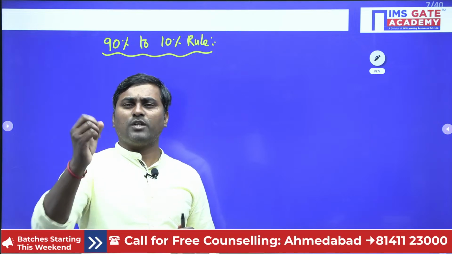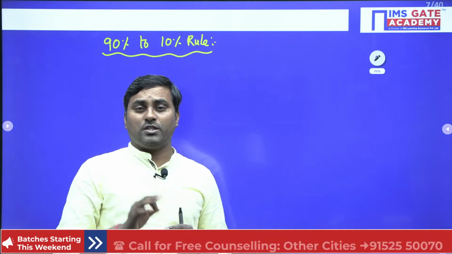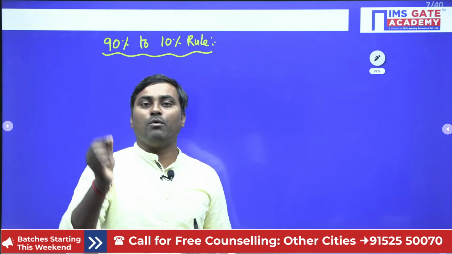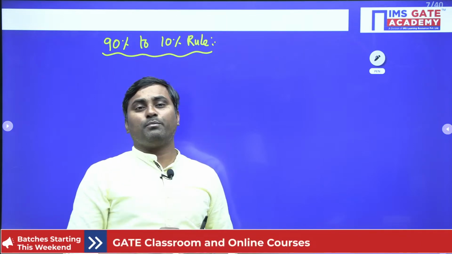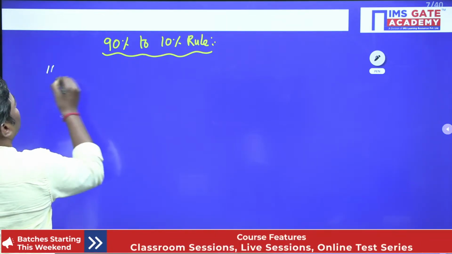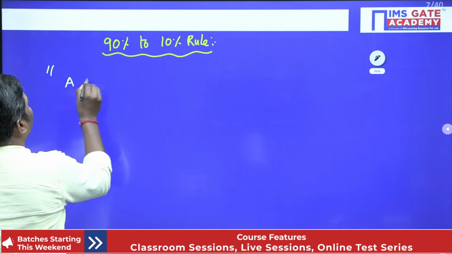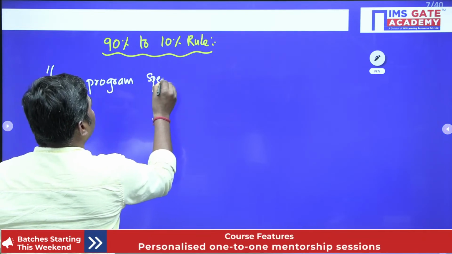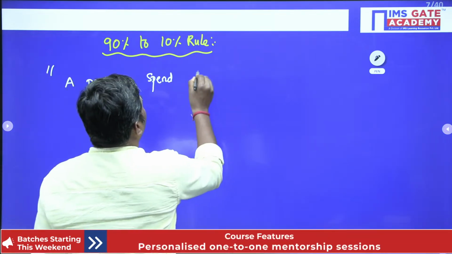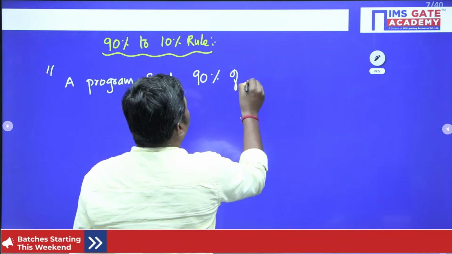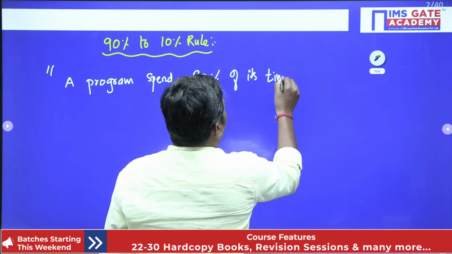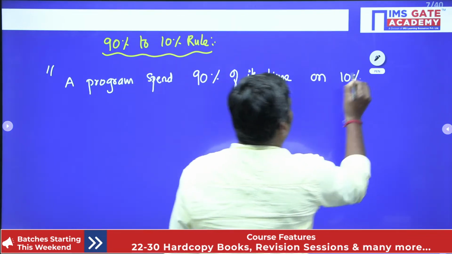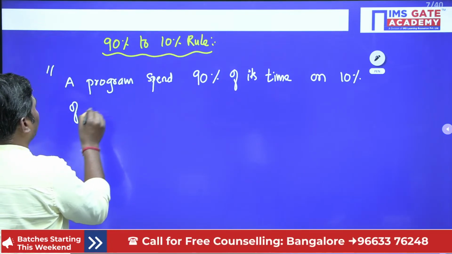What is that 90% to 10% rule? Most of the cases, please understand, a program spends 90% of its time on 10% of the code. Do you believe this statement, all of you? Let me write the statement of this 90% to 10% rule: a program spends 90% of its time on 10% of the program code.